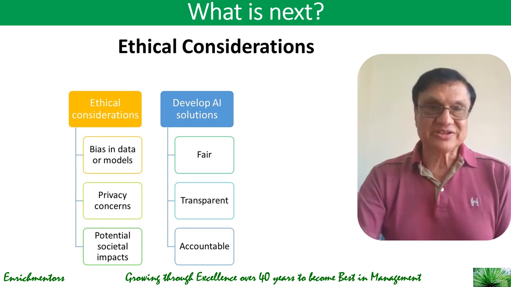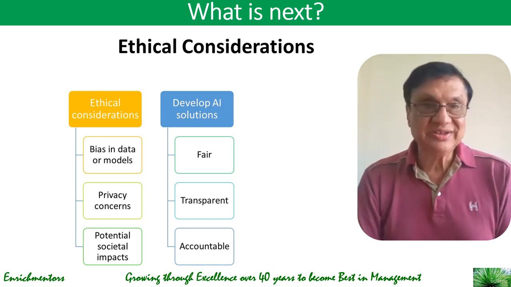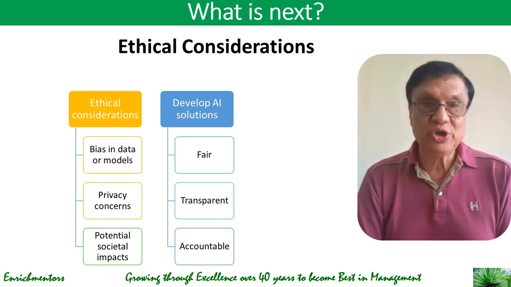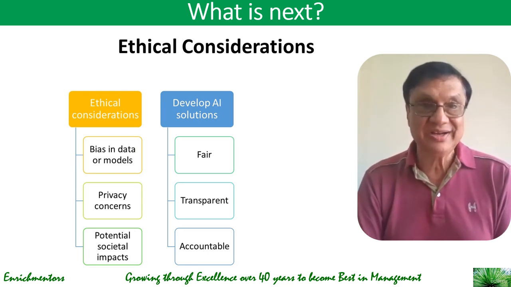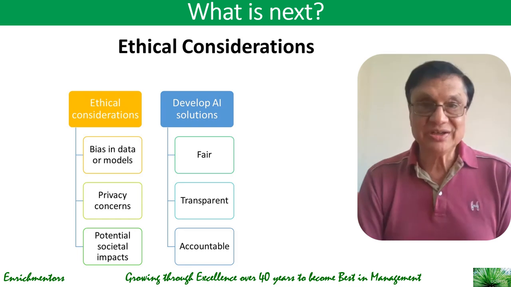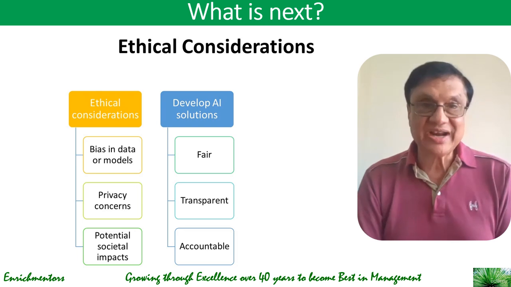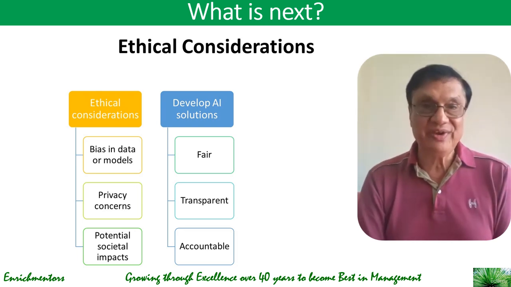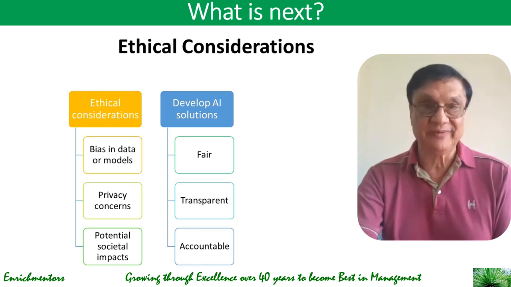So what is next? In the next lecture, we will talk about the ethical considerations that AI engineers need to be mindful of related to the use of AI technology, such as bias in data and models, privacy concerns, and potential societal impact. And we will talk about how they can strive to develop AI solutions that are fair, transparent, and accountable, apart from being effective and efficient.